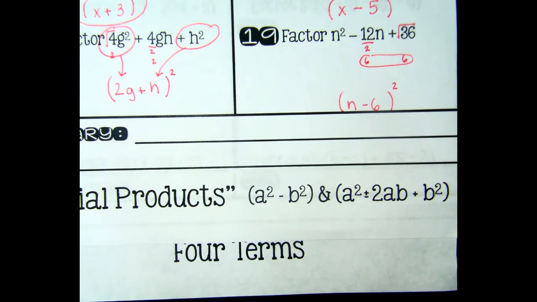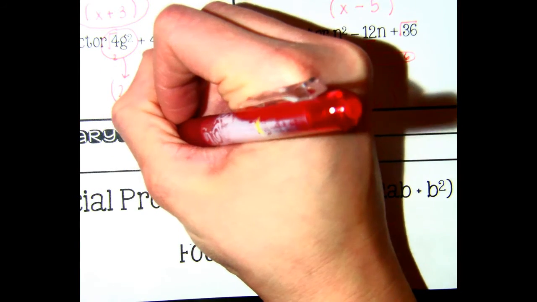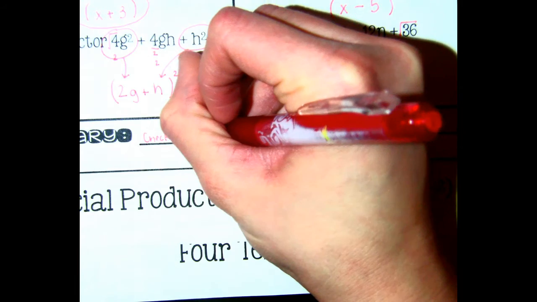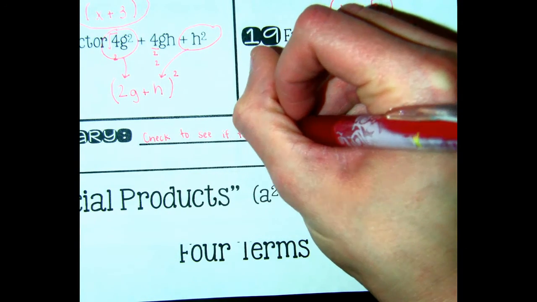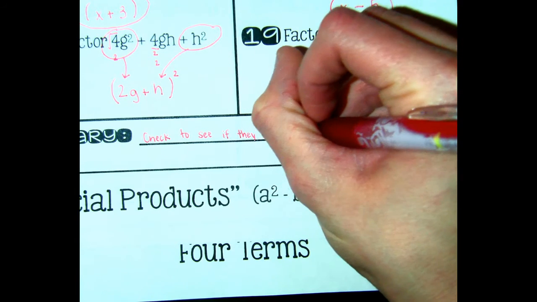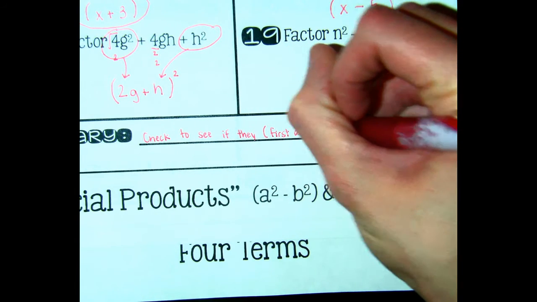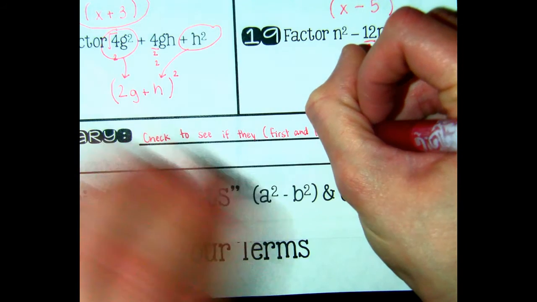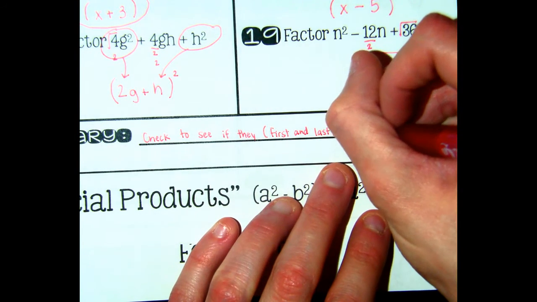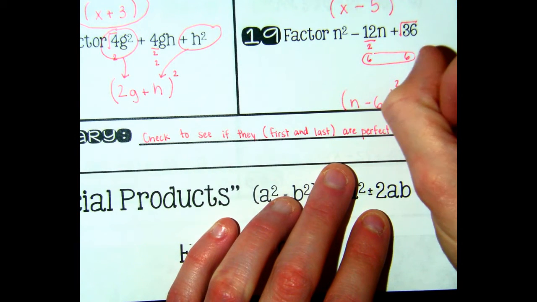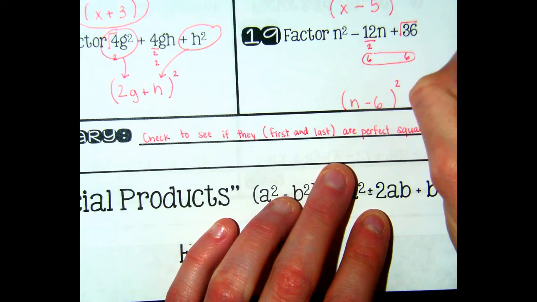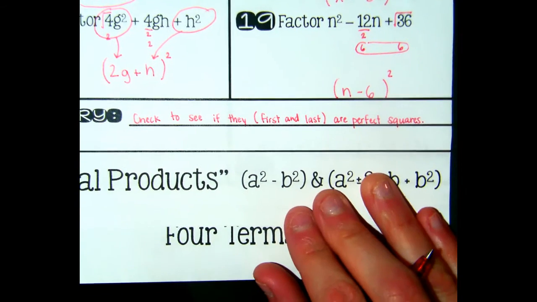Alright, what am I actually doing every time? What's my summary for this? How does this work? What do I have to check first? Check to see if they are perfect squares. They, meaning first and last. After I check, what do I do? Because if they are, then I know I can do it this way.